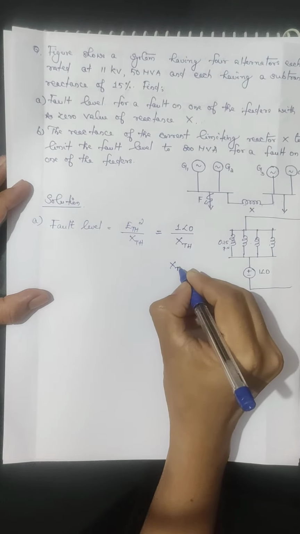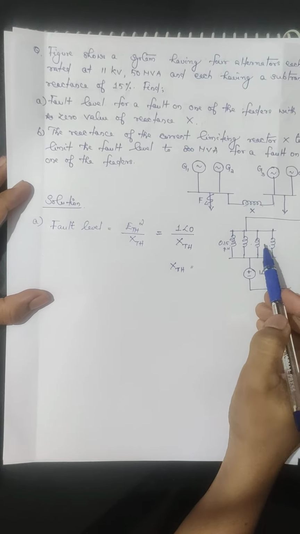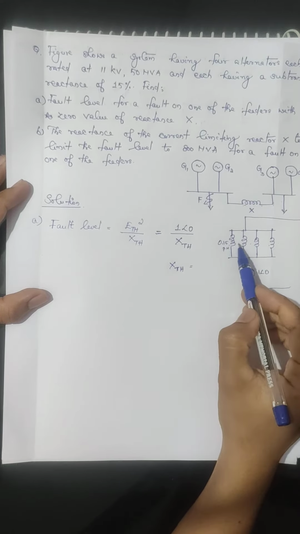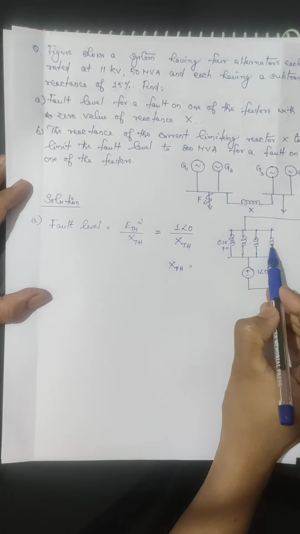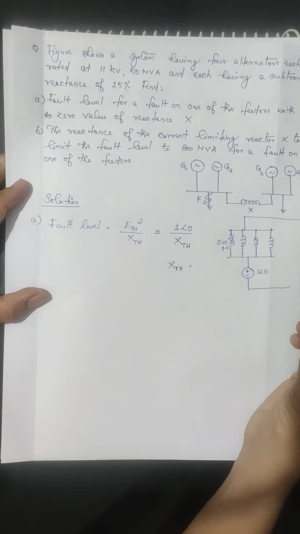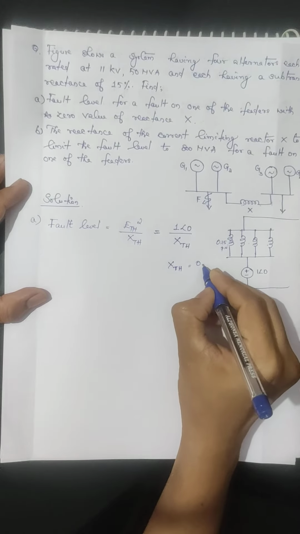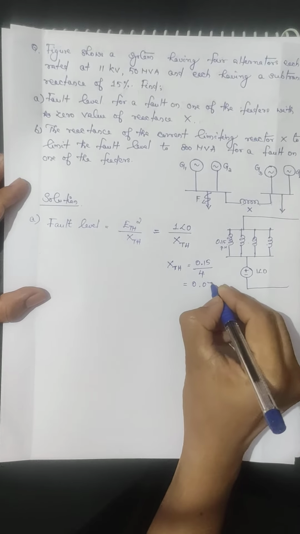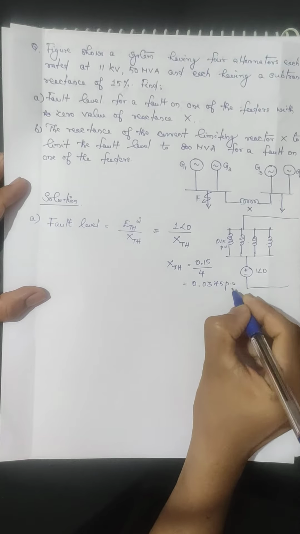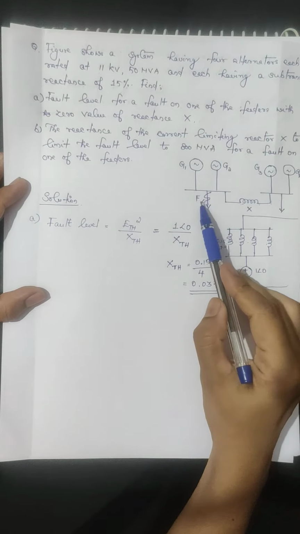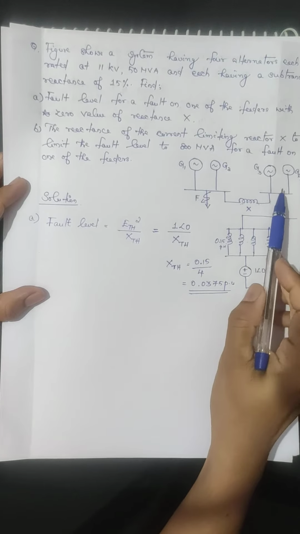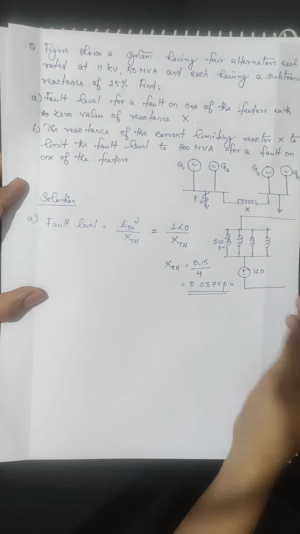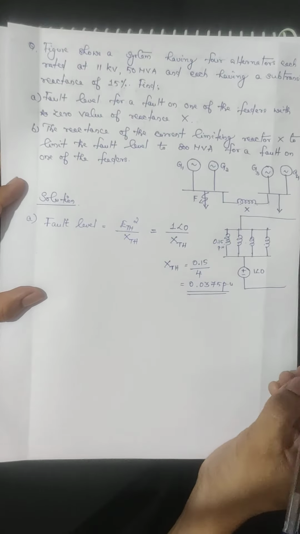So XTH, the Thevenin equivalent reactance of this particular circuit, will be the equivalent reactance of the parallel combination of 4 reactances having a value 0.15 per unit. So equivalent reactance will be 0.15 divided by 4, and the value will be 0.0375 per unit. So this is the Thevenin equivalent reactance seen from the fault point. Equivalent reactance of the parallel combination of 4 reactances having a value 0.15 per unit.